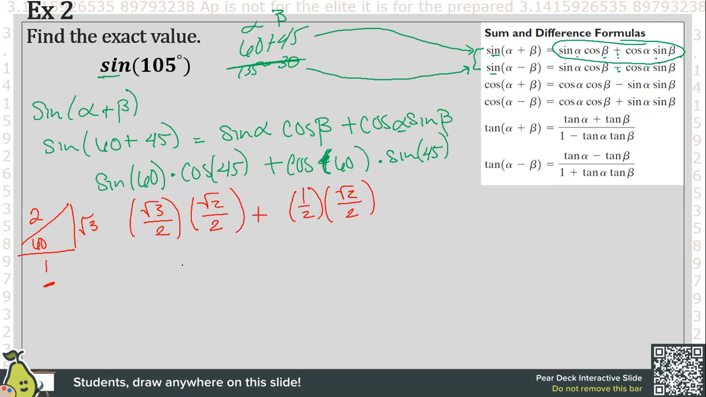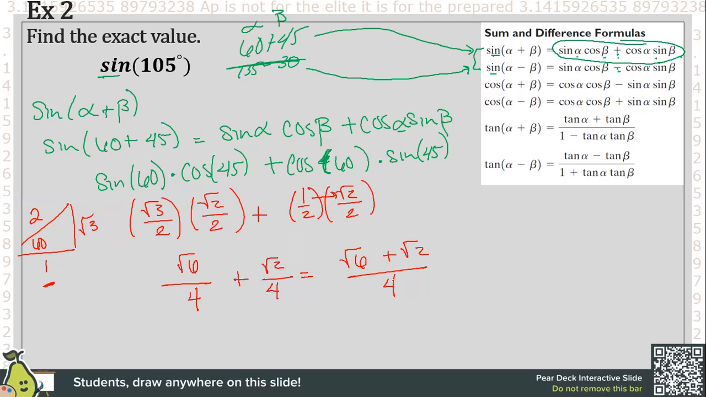Okay, so from here, we simplify. Square root of 3 times square root of 2 is square root of 6. You just multiply the insides. And 2 times 2 is 4. Plus, we multiply these fractions straight across, so square root of 2 over 4. Keep in mind, this square root of 6 is not the same as square root of 2, so you can't combine them just like that. So the answer is square root of 6 plus square root of 2, divided by 4.